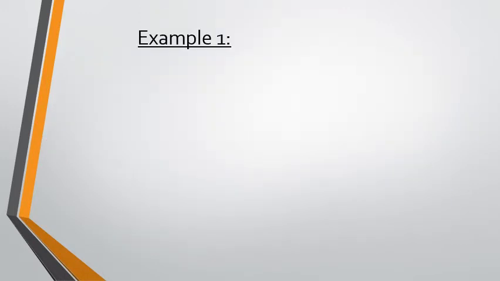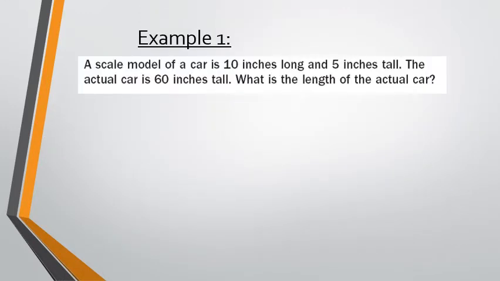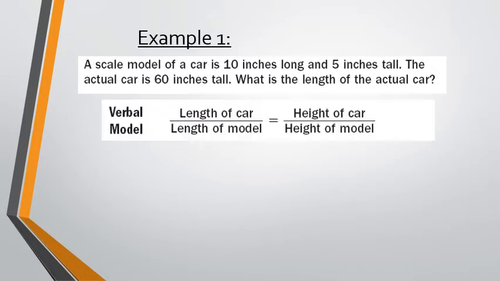So again, let's go ahead and look at how we can use this example. A scale model of a car is 10 inches long to 5 inches high. The actual car is 60 inches tall. What is the length of the actual car? So thinking about how this is written, it's the length of the car over the length of the model equals the height of the car over the height of the model. Again, that's how we can look at it.